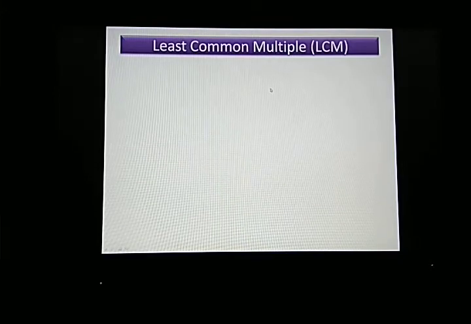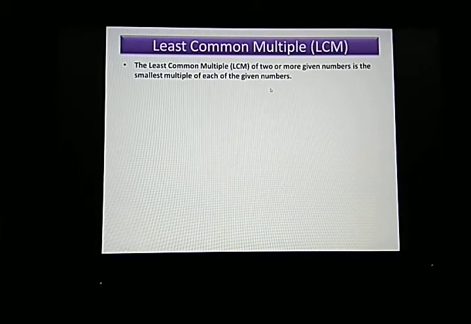So let us first see the definition. The least common multiple, or LCM, of two or more given numbers is the smallest multiple of each of the given numbers. Now we know what multiples are. We have already discussed it in our earlier slides at the beginning of this chapter. So among those multiples, first of all we have to see which are the common multiples, and among those common multiples which is the least. That will give us the LCM.